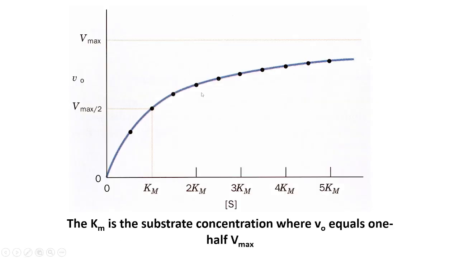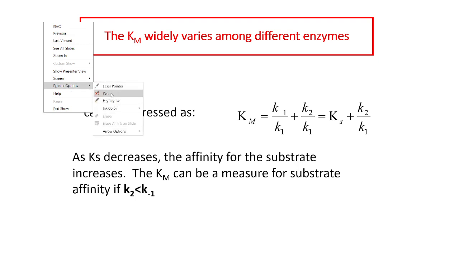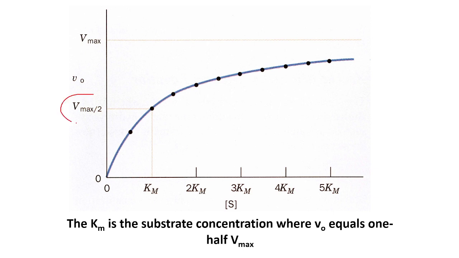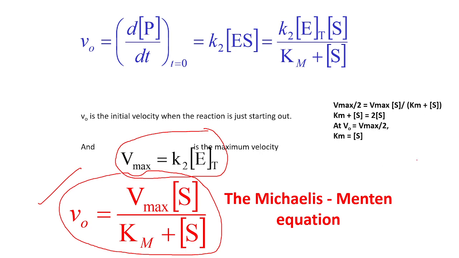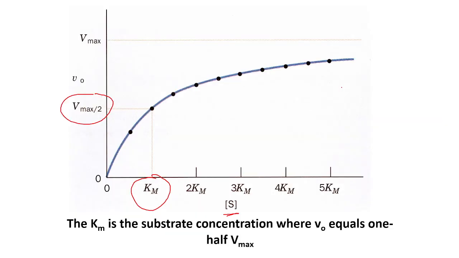This is the graph that you are plotting, where you have V naught on the y-axis and the substrate concentration on the x-axis. At the point where V naught is half of Vmax, that is Vmax by 2, the substrate concentration is Km, as I was saying previously. You can find the derivation here as well. If you put the value in, Vmax by 2 equals Vmax into S by Km plus S, so Km equals S. So where V naught equals Vmax by 2, your Km equals your substrate concentration.